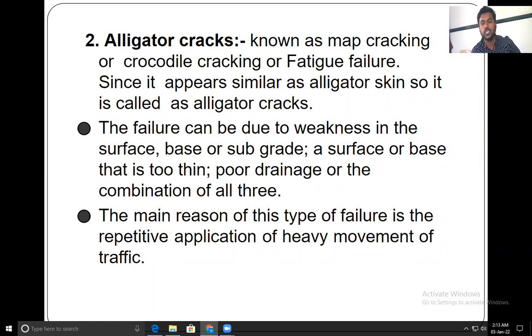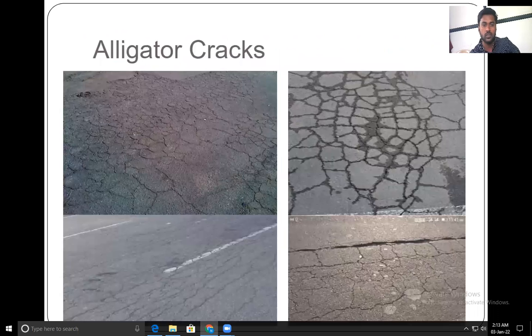The main reason for this type of failure is repetitive application of heavy traffic movement. Suppose the road is not designed for that much load. If that load comes frequently on that road, meaning heavy traffic movement, then this type of crack will occur. So due to the heavy movement of load, alligator cracks are generally formed. You can see the figure.